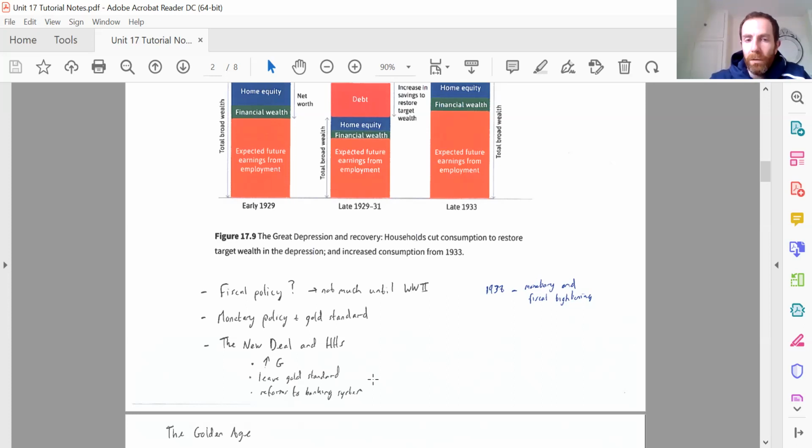So let's come back to the gold standard, because once the Roosevelt administration comes in, we would think that they want to use monetary policy as well as fiscal policy to try and boost aggregate demand, but they were constrained a little bit. And one thing that was constraining them was the fact that there was deflation.